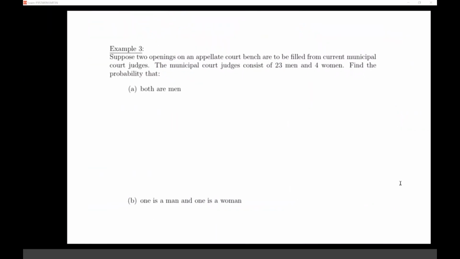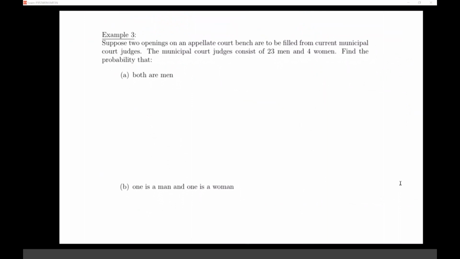I have another one I would like you to try. Two openings on an appellate court, that's a court where you appeal a case to, are to be filled from the current municipal court judges. The municipal court judges consist of 23 men and 4 women. We want to pick 2 out of these total of 27 people. We want to find the probability that both are men, and then the probability that one is a man and one is a woman.